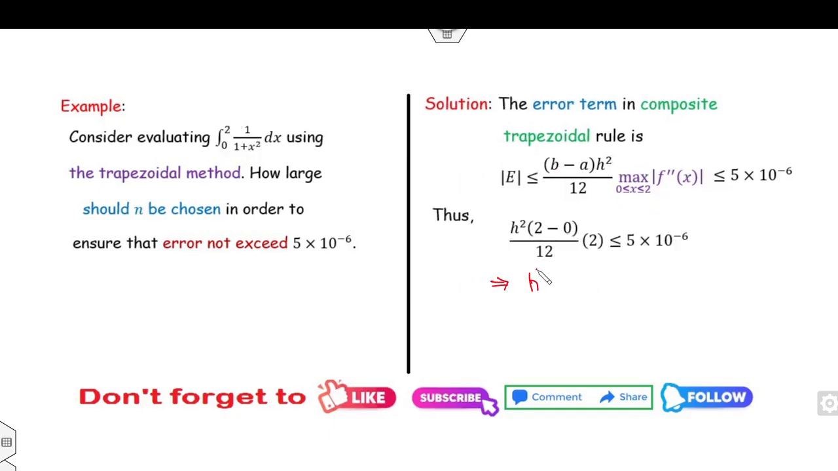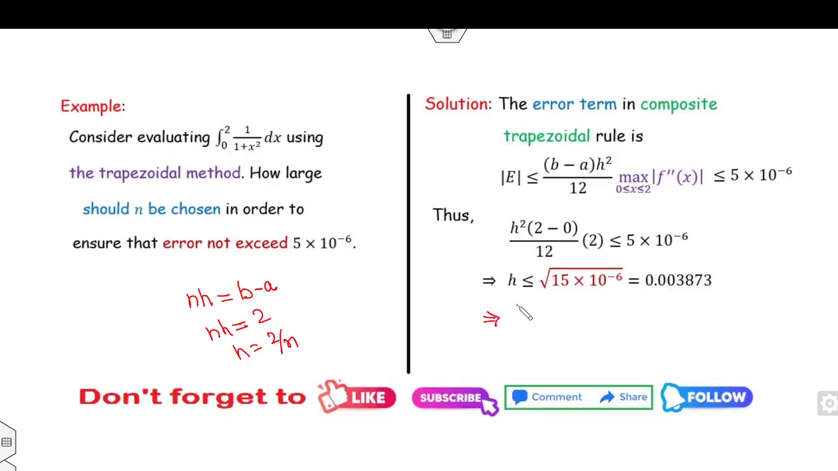So that will be h squared is less than, 4 into 3 is 12, so that is 15 into 10 raised to power minus 6. H will be less than or equal to 15 into 10 raised to power minus 6. Now, how can you find the h? Because we know nh is b minus a, and b minus a is 2. So h will be 2 over n.